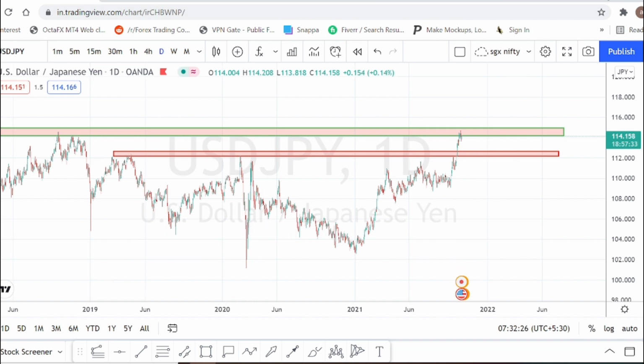So today we are going to do daily technical analysis on US dollar JPY. Yesterday also we had analyzed the same currency pair. Let us see if the same ranges are still holding or whether the trend reversal has happened.